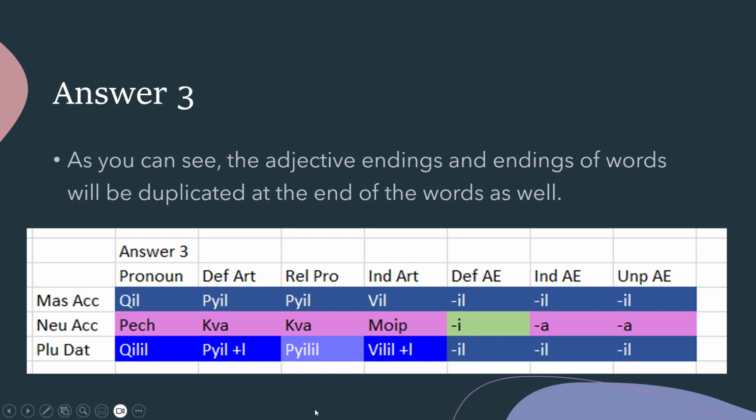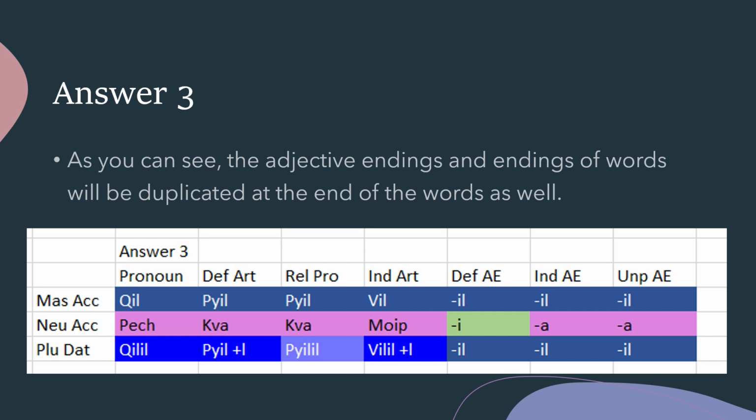So instead of chill, it's chillil. Instead of peel, it's peel plus l. Instead of pule, it is pulil. Instead of vil, it is vilil. And obviously, the indefinite adjective ending is the same as the masculine accusative for the plural dative as well.